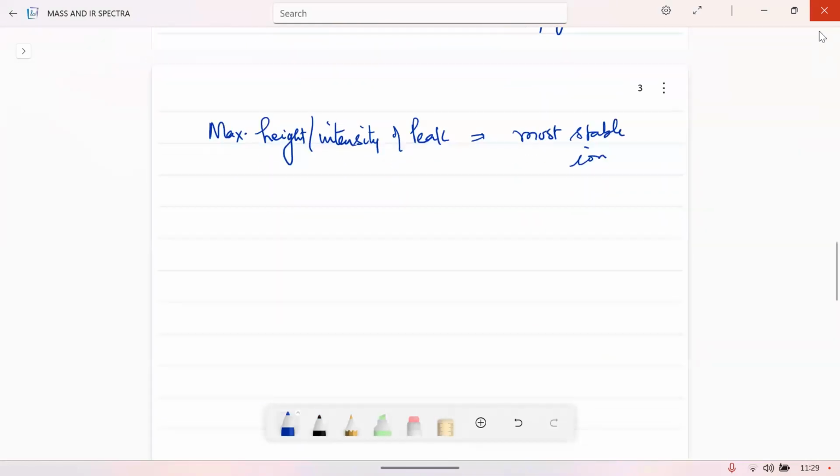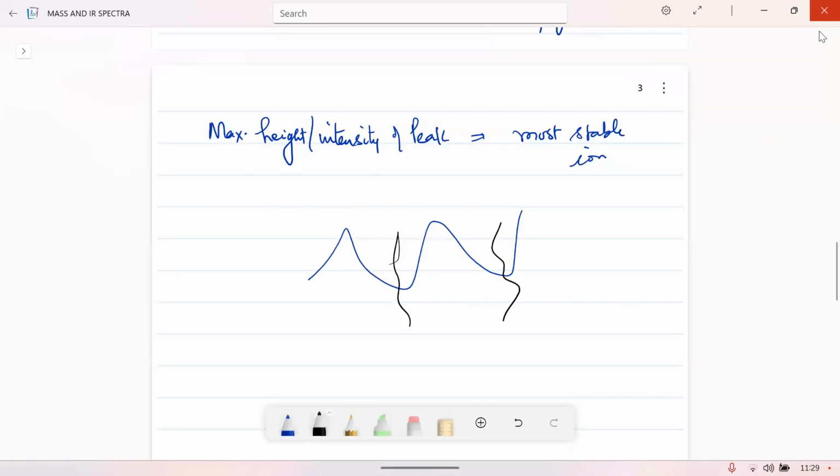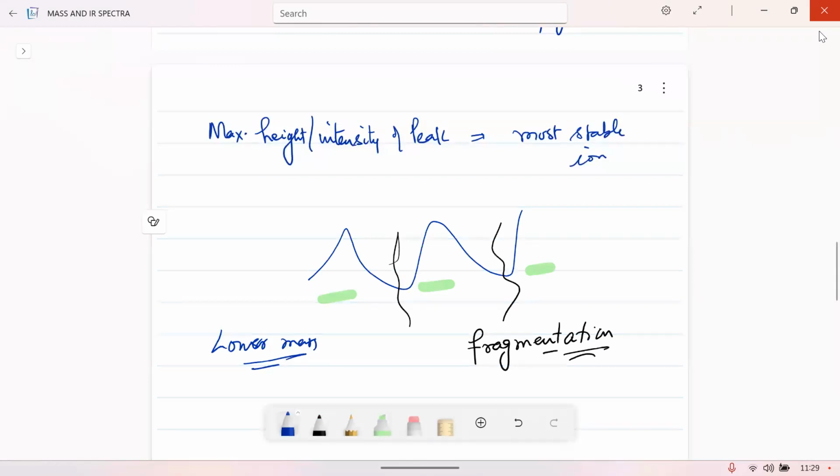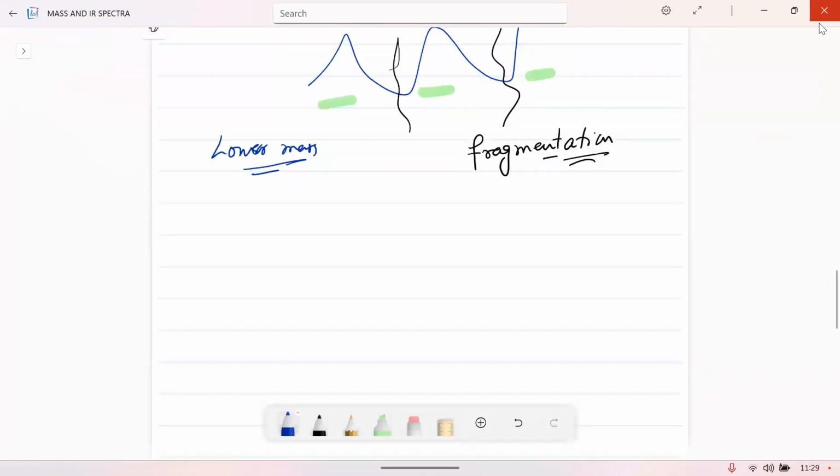If your molecule is, let us say, like this, and it breaks from here or here, then what is happening? It is fragmenting, or a better word is fragmentation is taking place. Now, if the fragmentation is taking place, each of these pieces of the molecule will have a lower mass. So we should be able to identify the structure based on this.